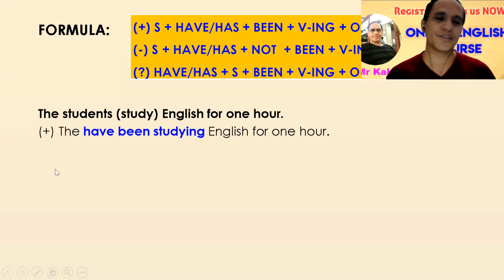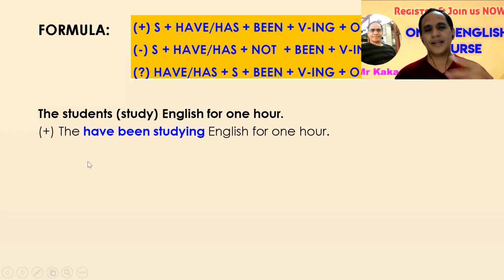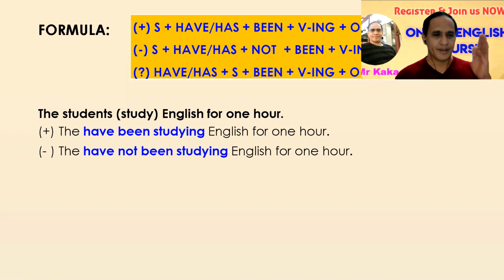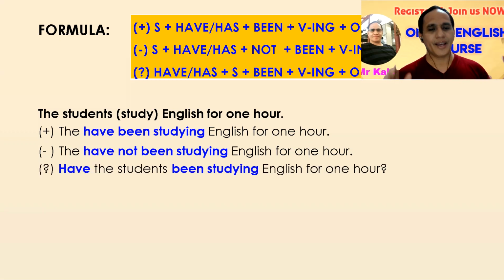Okay, now let's change this sentence. Yeah, this positive sentence. They have been studying English for 1 hour. And then if you want to change this sentence into the negative form of present perfect continuous tense, it will be they have not been studying English for 1 hour, right? Okay, and what about if we want to change the sentence into interrogative form, right? Okay, let's see. Have the students been studying English for 1 hour, right? Okay, yeah, have the students been studying English for 1 hour?